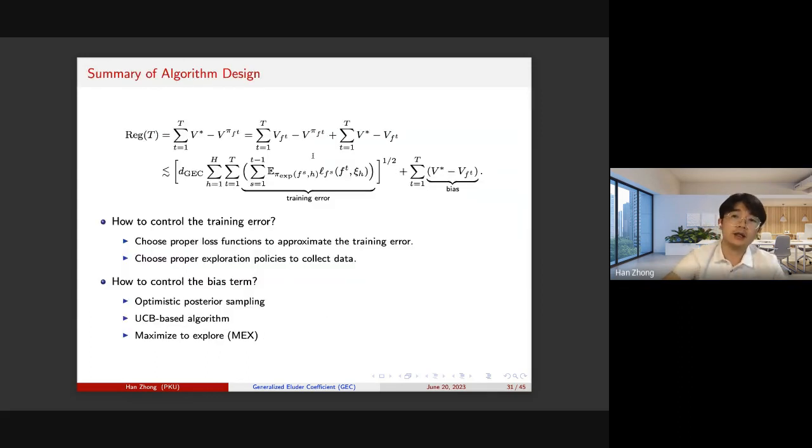So a quick summary of the algorithm design. We want to minimize these two terms, the training error and the bias term. To control the training error, we need to choose proper loss functions to approximate the training error, and we need to choose proper exploration policies to collect data. To control the bias term, there are three algorithm designs: the optimistic posterior sampling, the UCB-based algorithm, and maximize-to-explore.